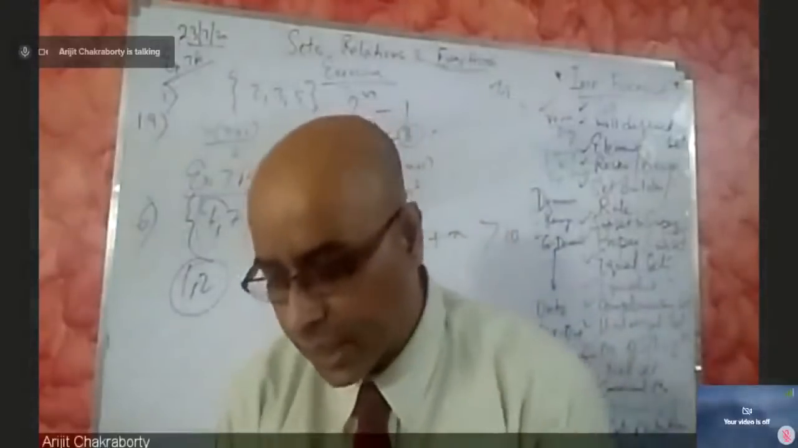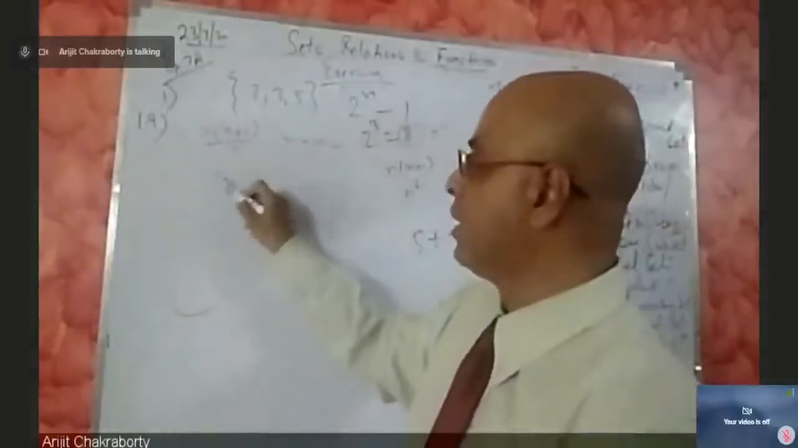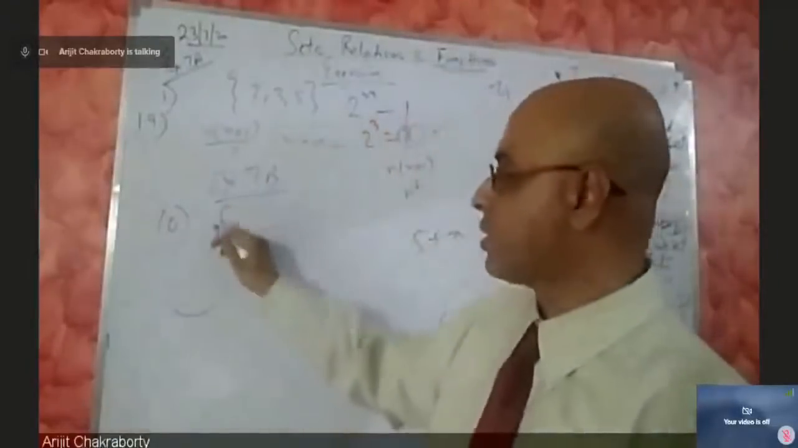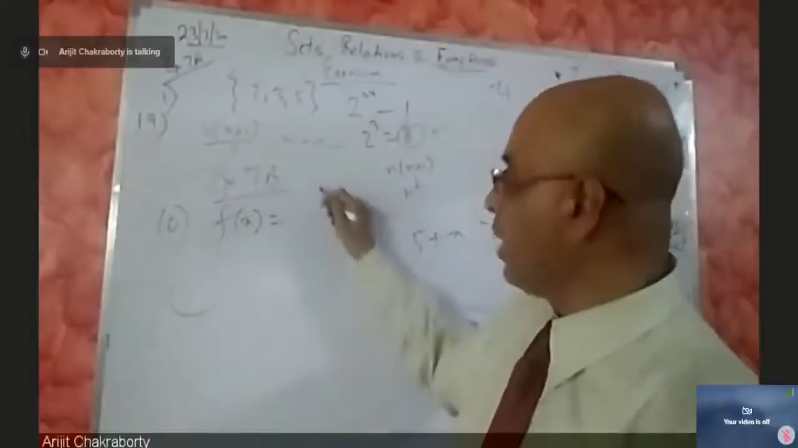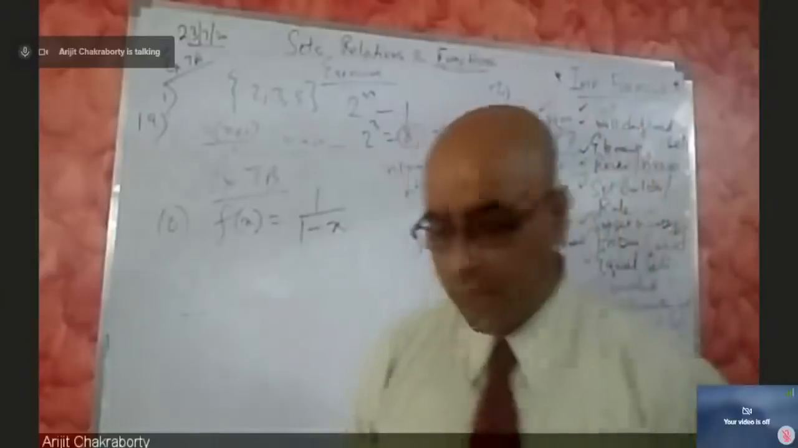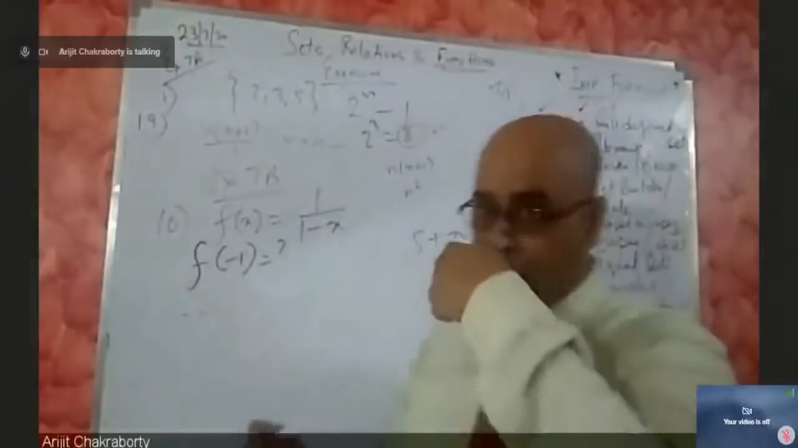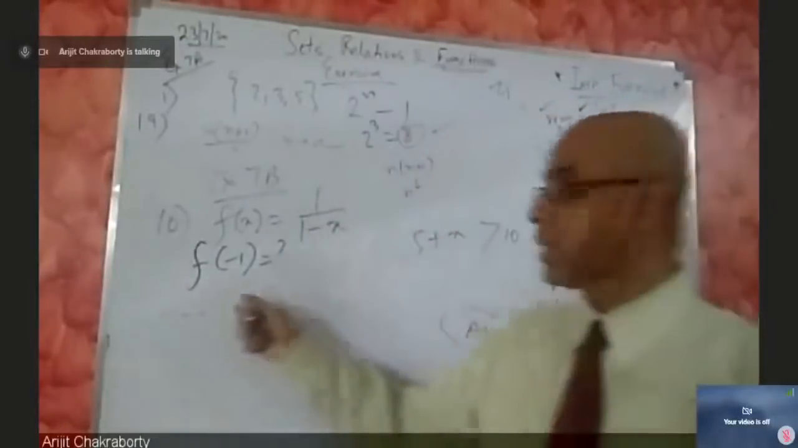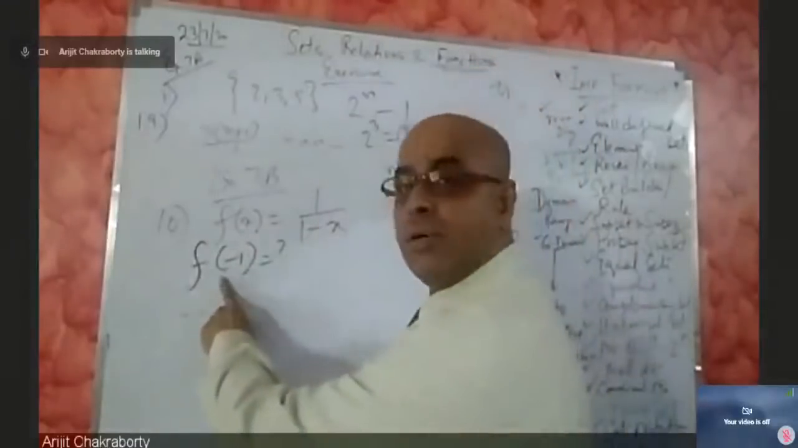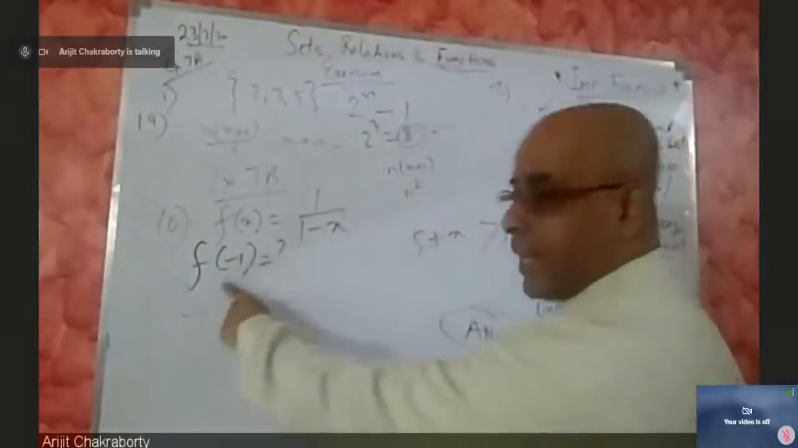And the last one we will take is example 7b number 10. The question is f(x) is equal to 1 by 1 minus x. Then f(minus 1) equals what? So when f(x) is this, if you put x equal to minus 1 in this expression, you will get f(minus 1).